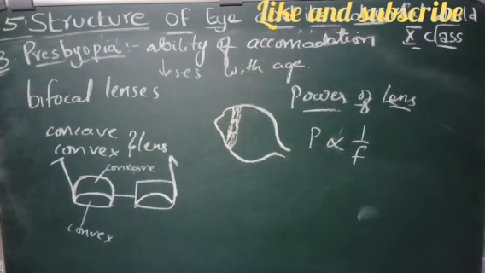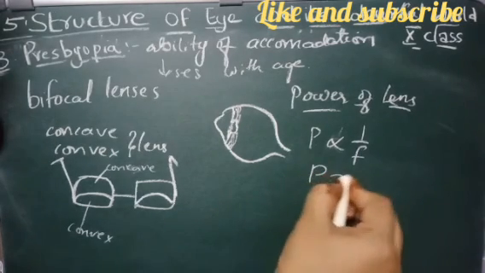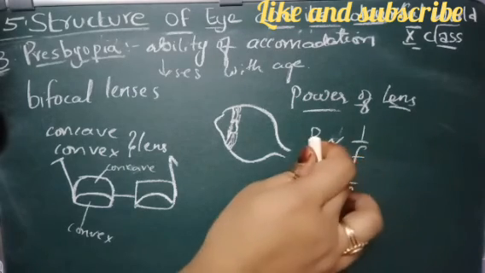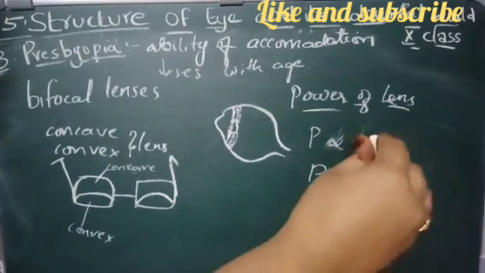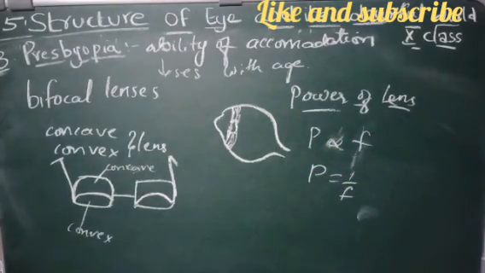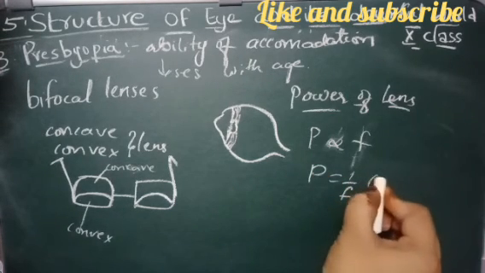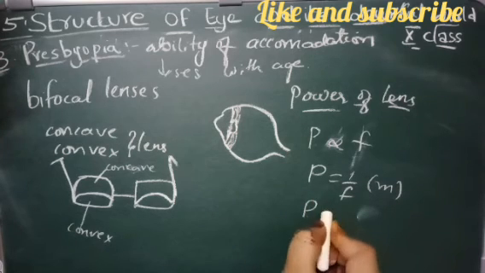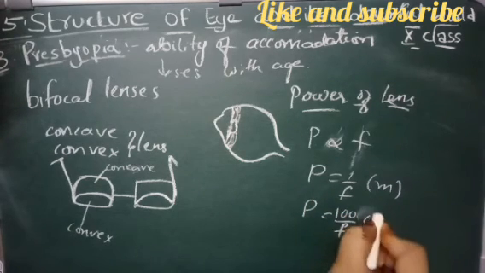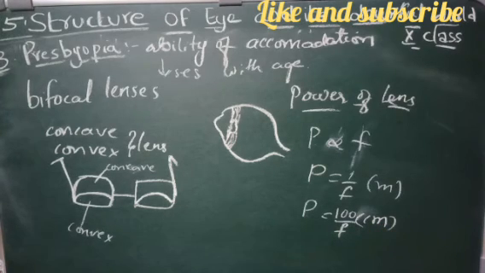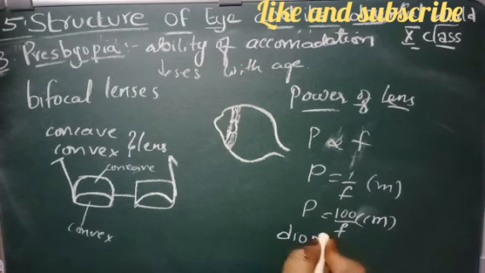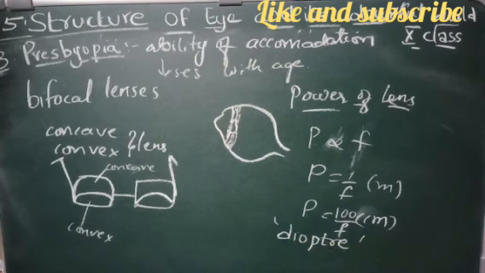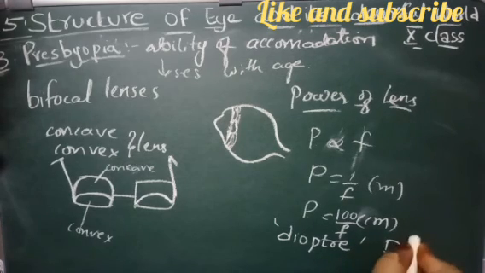You can write it as P is equal to 1 by F. So P is equal to 1 by F means focal length is in meters. When it is P is equal to 100 by F, then you can say it is in centimeters. Fine. And the unit of power is dioptre. It is denoted by capital D.